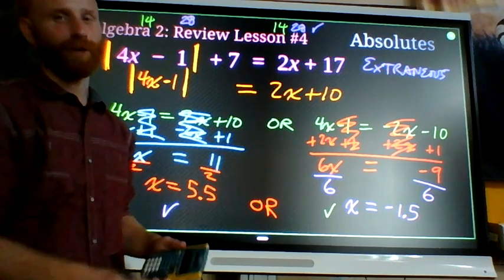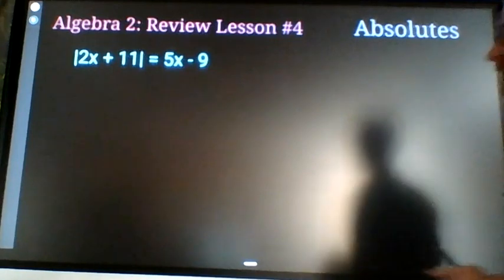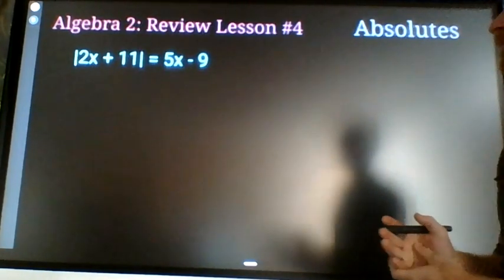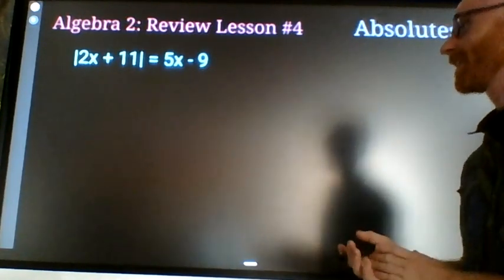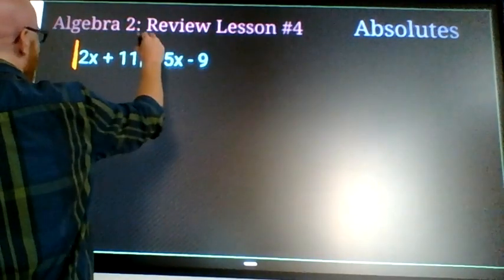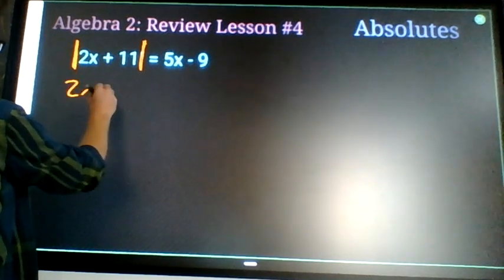All right, I'll show you another one where at least one of them does not work. Let's see if we can make this not work out well. Looking for an absolute value with an extraneous solution. So again, what's inside of here should be able to equal 5x minus 9.